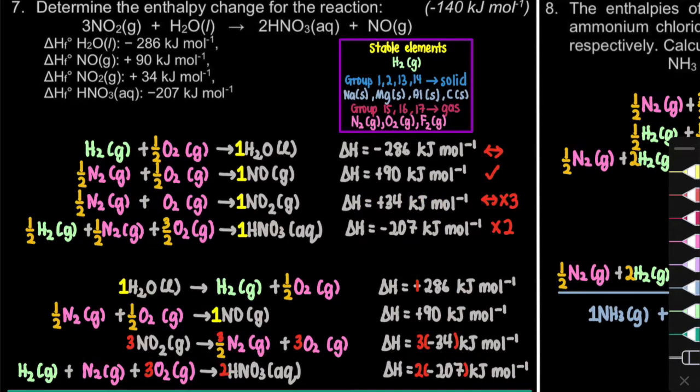Last but not least is HNO3 aqueous. We look at our unknown, HNO3 is on our product side. But here we have 2 moles, so we have to multiply all of this by 2. Once you have made the changes here, this is the equation.